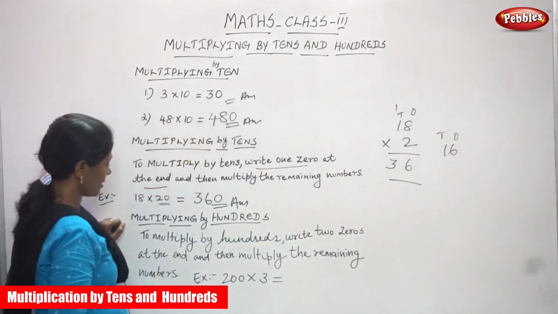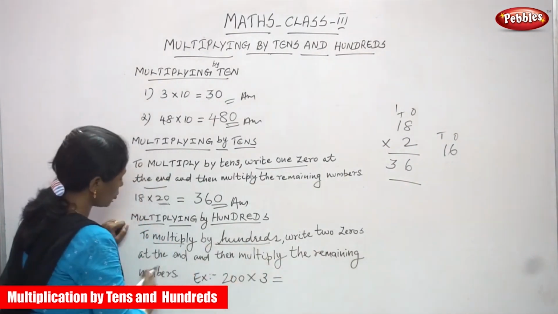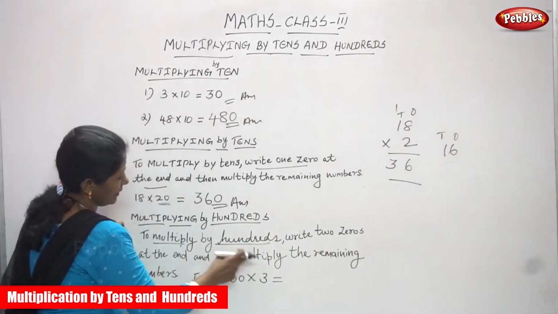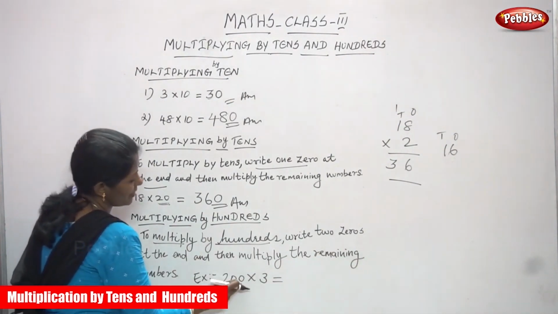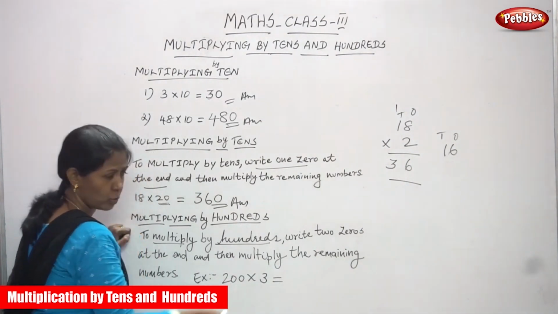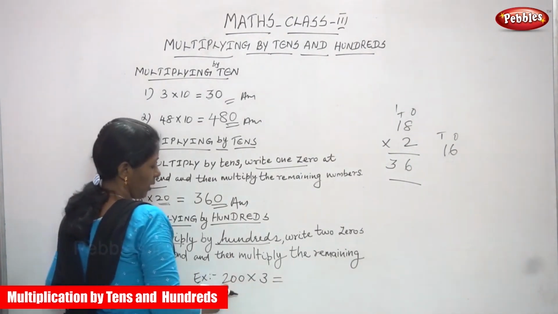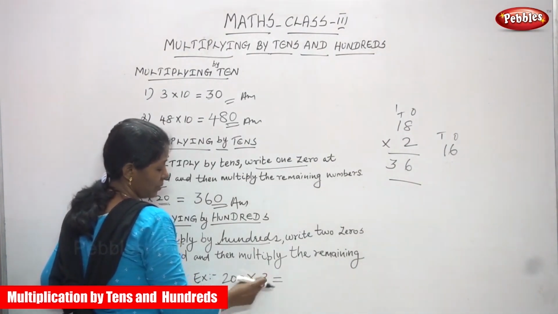Now multiplying by hundreds. To multiply by hundreds, write the zeros at the end and then multiply the remaining numbers. So 200. This is ones, tens and hundreds. So 200 means 2 into 100. That is what you get, 200. So 200 is going to be multiplied by the number 3 that is given.